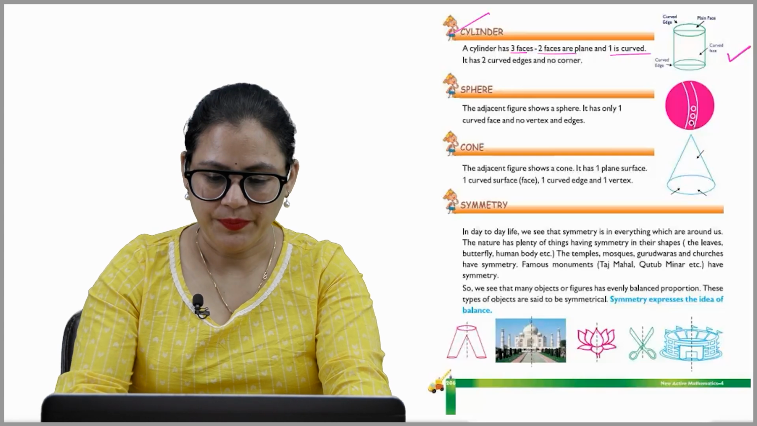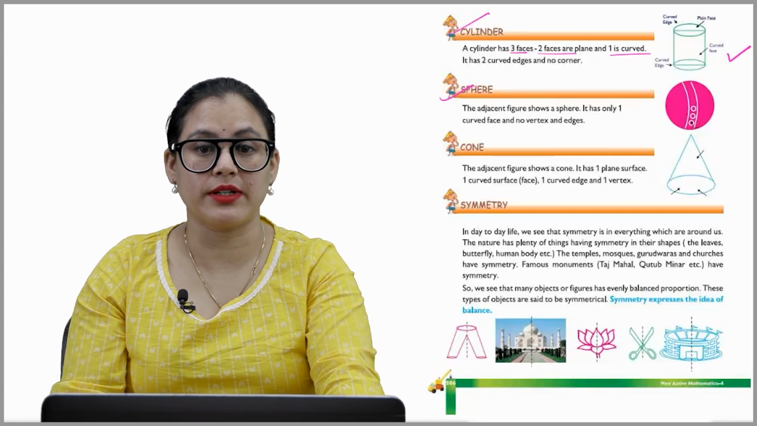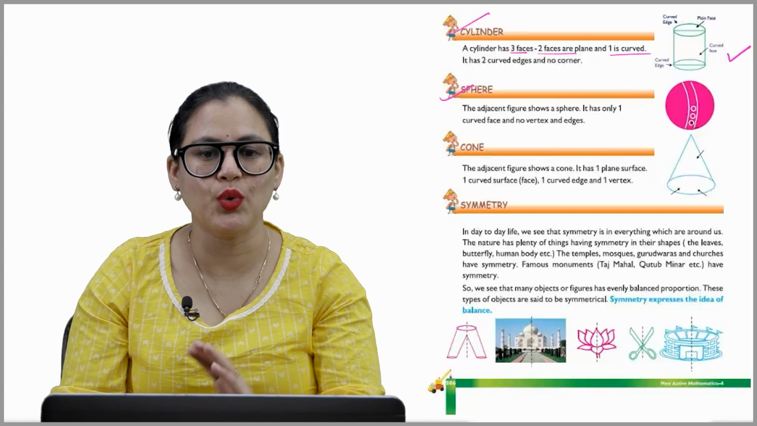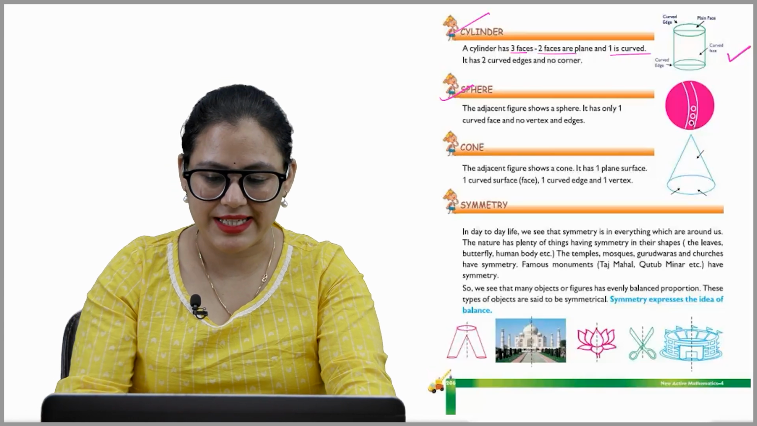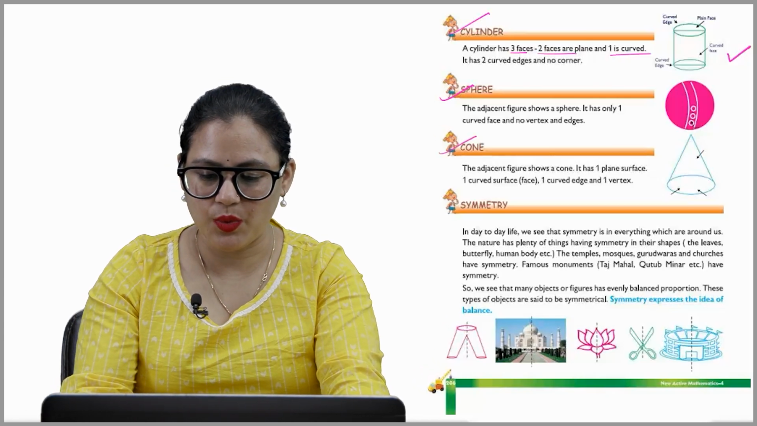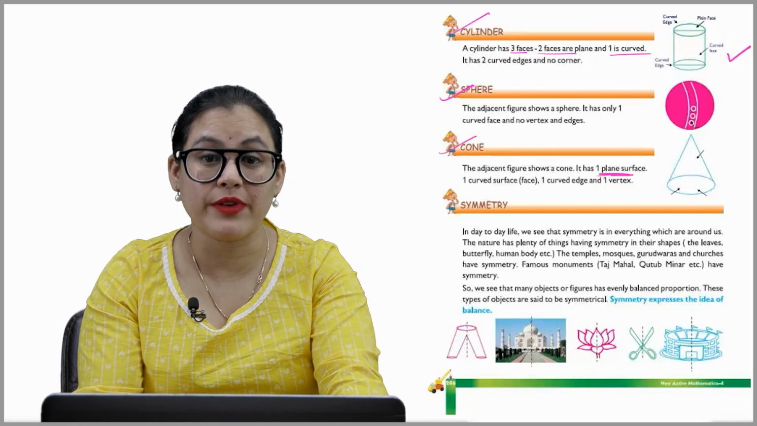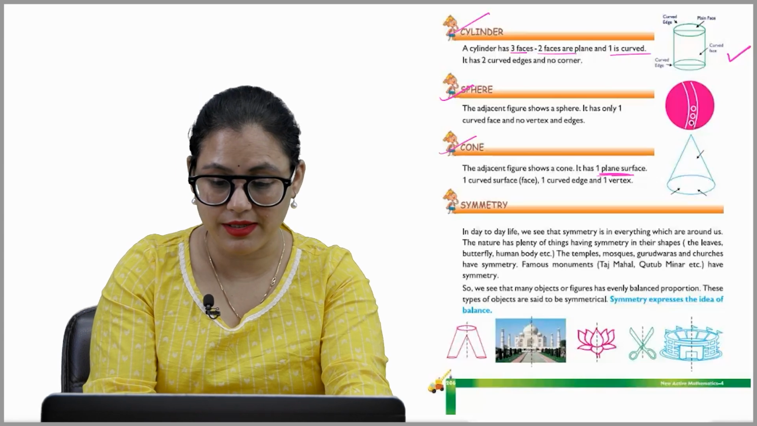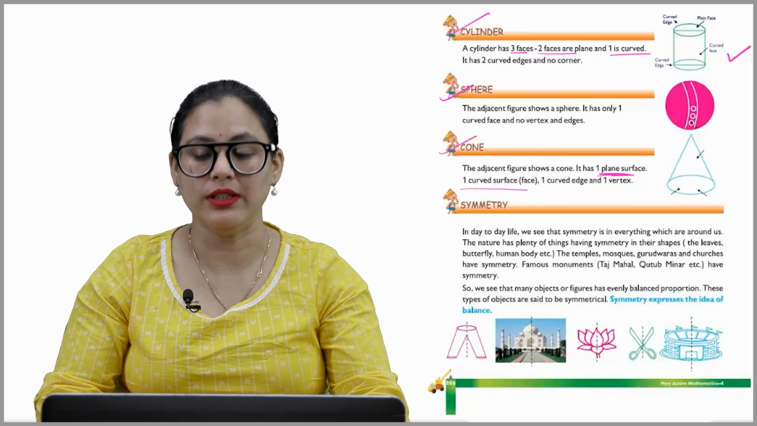Next is a sphere. The adjacent figure shows a sphere. It has only 1 curved face and no vertex and edges. Next is cone. The adjacent figure shows a cone. It has 1 plane surface, 1 curved surface, that is face, and 1 curved edge and 1 vertex.